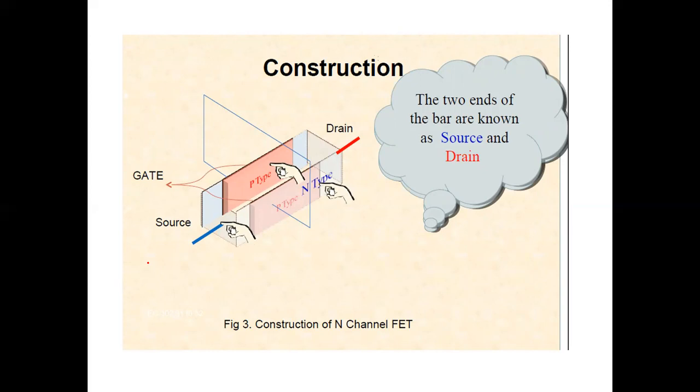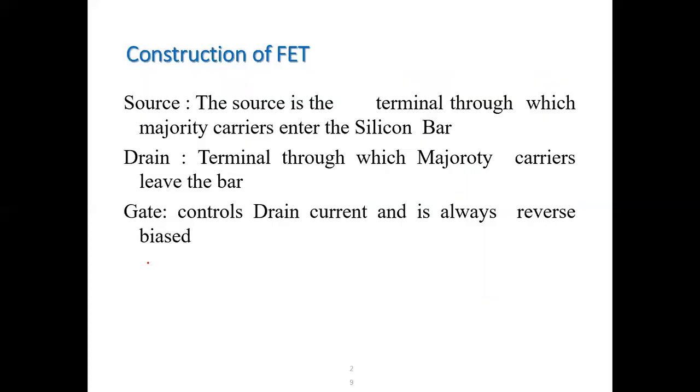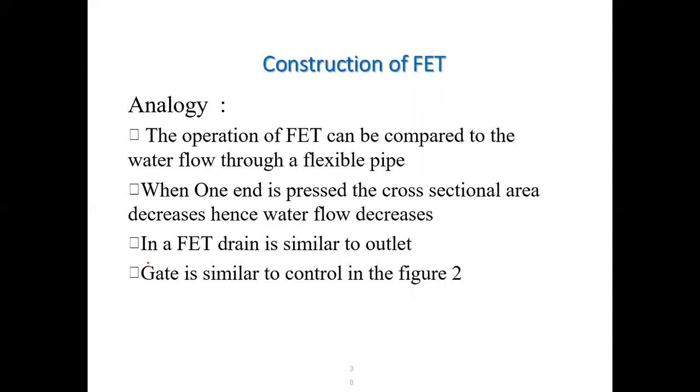Construction of the N channel JFET. Definition of source, drain and gate. The source is the terminal through which majority carriers enter the silicon bar. The drain is the terminal through which majority carriers leave the bar. The gate controls the drain current and is always reverse biased.